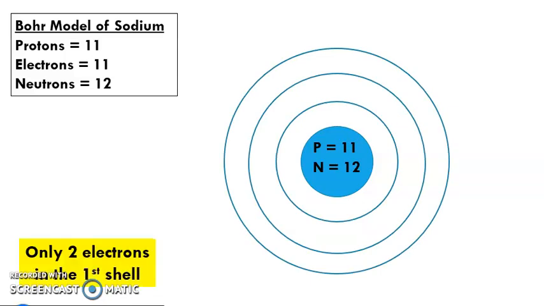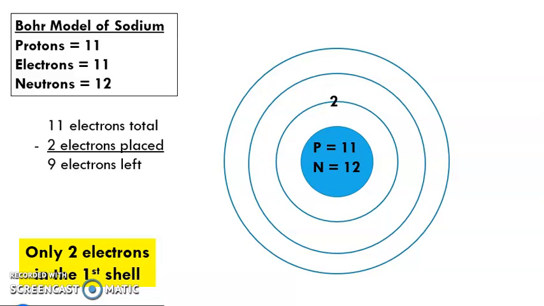We start in the first shell, remembering that we can only put 2 electrons in there. So we're going to put 2 electrons in our first shell, and let's see how many we have left over to place. We had 11 electrons total. We've now placed 2 of them. That gives me 9 electrons left to work with. Time to move out a shell.